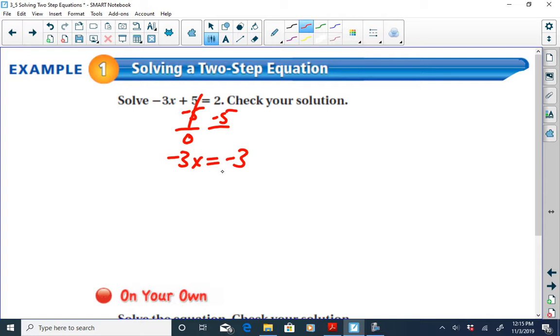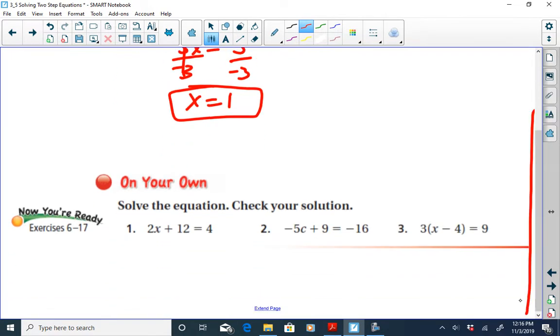We want to undo this multiplication. So we do the opposite, which is division. On the left side of the equation, negative 3 in the numerator will cancel the negative 3 in the denominator. So we're left with 1x is equal to negative 3 divided by negative 3 is positive 1. We check our answer. Negative 3 times positive 1 is negative 3. Negative 3 plus 5 is going to be equal to 2. Alright, so we have 3 examples here.